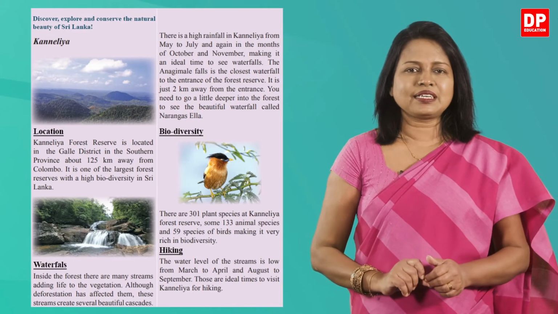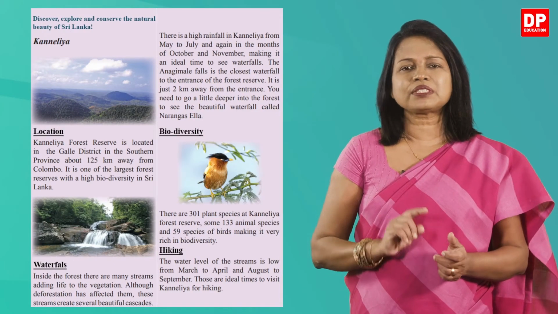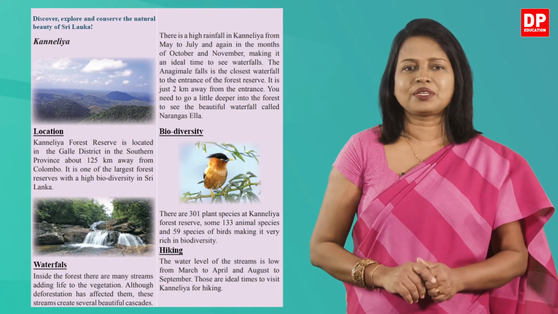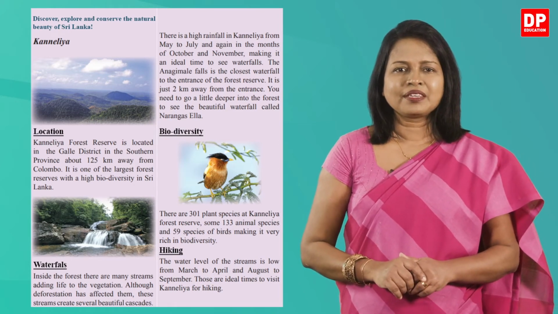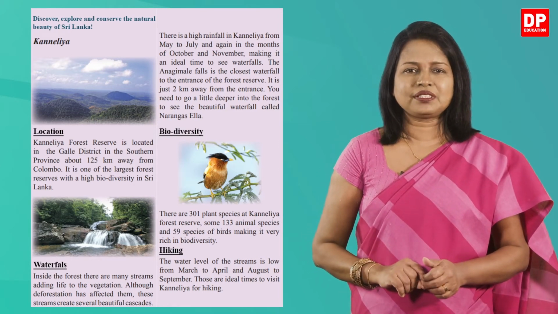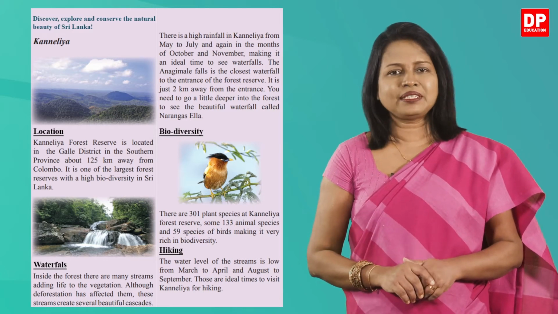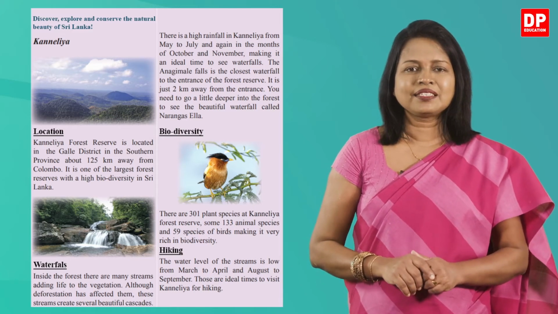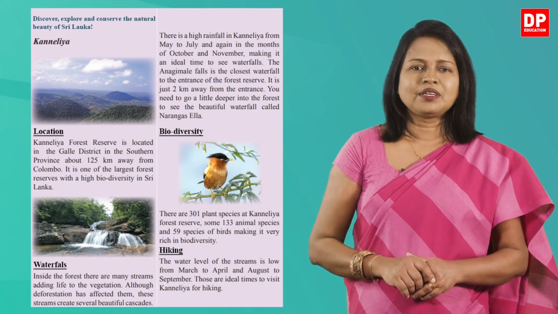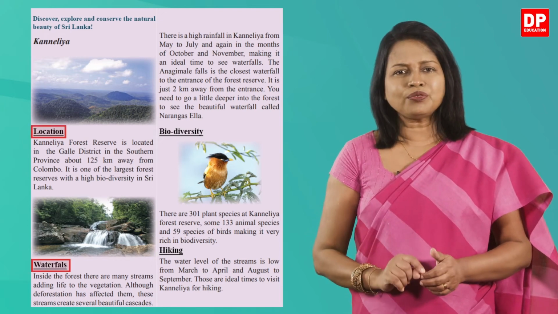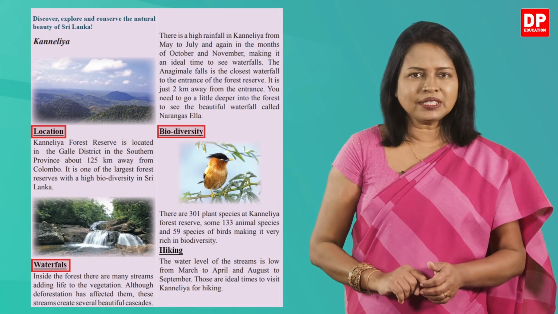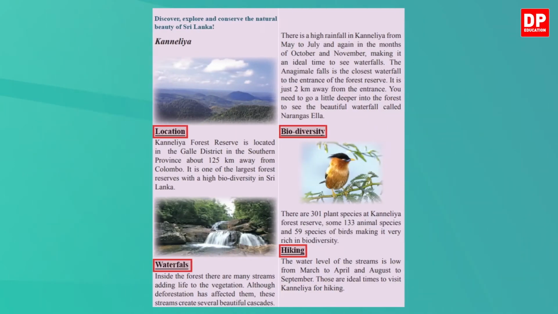Now your second task. Find the number of subtopics and list them down. How many are there? There are 4 subtopics. I think you can easily find them as they are underlined. Let's list them down. Location, waterfalls, biodiversity and hiking.